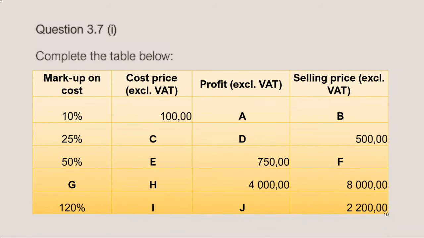Then the last line item, they've told you that the markup on cost percentage is 120%. Okay, they give you the selling price. So now we need to go work out the cost price as well as the profit. Now this one's a bit tricky. So let's see who can work it out. You can start either with the cost price or the profit. It's your choice. Let me know, how do you think you're going to work out those amounts?